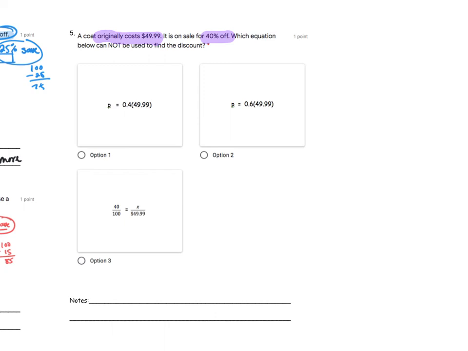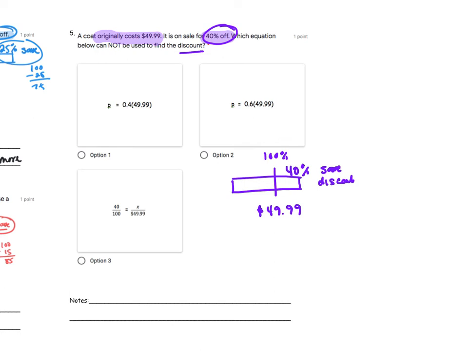Okay? So once again, we build the tape diagram. And we ask ourselves, this is 100% right now. And it also represents the money of $49.99. And it mentions 40% off, and that is the discount amount. So I'm going to chop that off, and this is 40%. This is the amount we're going to save, but it's also the discount.